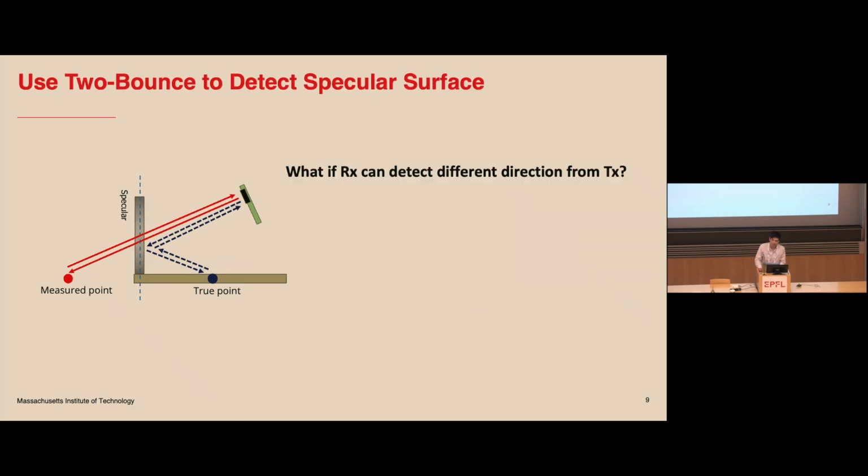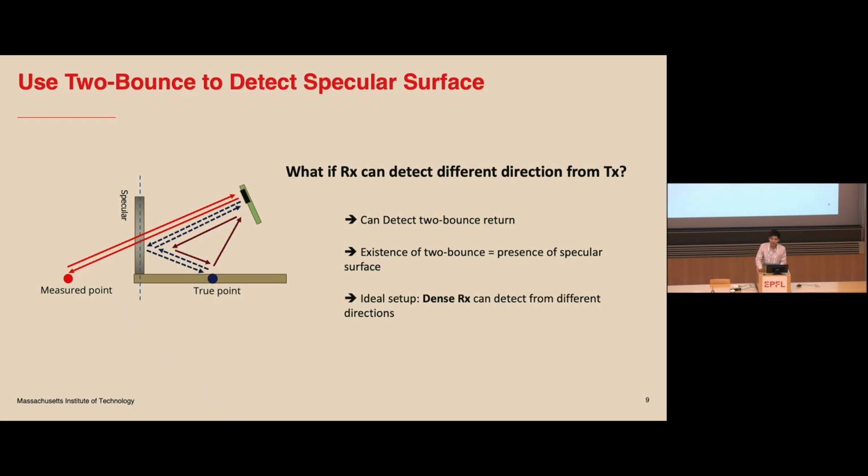But what if the receiver can detect from a different direction from the transmitter? If you can detect from a different direction, then you can actually detect a two bounce return. What this tells you is that if there's a two bounce return, then you know there must be a presence of a specular surface. If there's no two bounce return, there's no specular surface. So the ideal setup is a dense receiver, where we can detect returns from different directions.